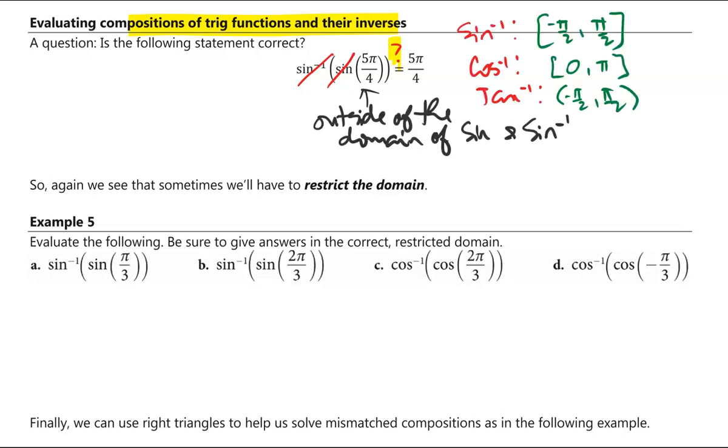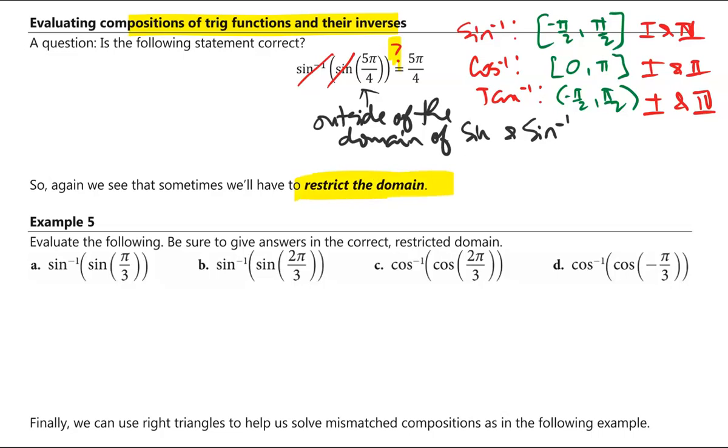Just to recall, for inverse sine, the range is from negative pi over 2 to pi over 2, and that is only quadrants 1 and 4. And cosine, that's from 0 to pi, which are quadrants 1 and 2. And for tangent, from negative pi over 2 to pi over 2, again, those are quadrants 1 and 4. And again, 5 pi over 4 is outside the domain of sine and inverse sine. So again, we see that sometimes we'll have to restrict the domain.